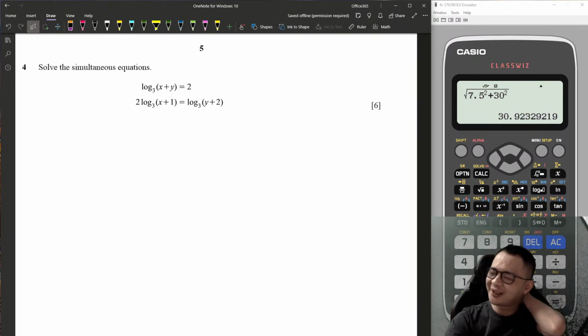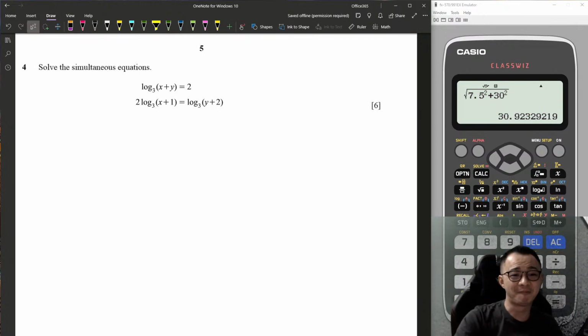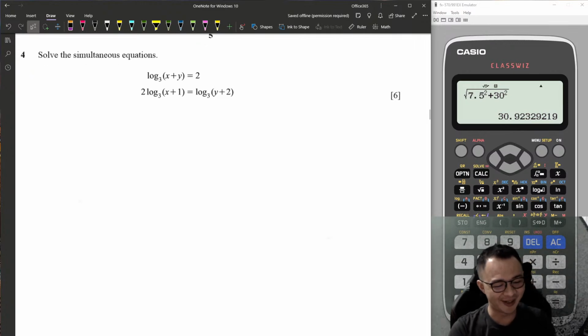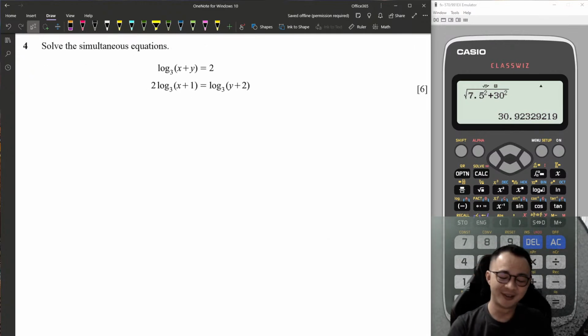Simultaneous, then mixed together with log. Yeah, actually today I have a little bit headache, and I just ate the Panadol. I hope I can finish this one in 1 hour.